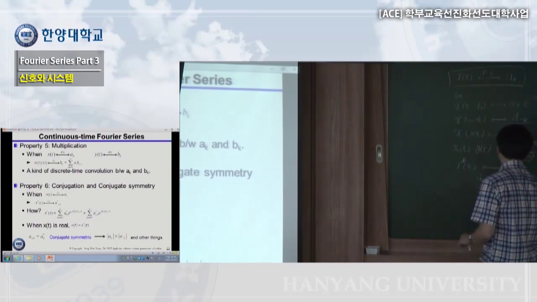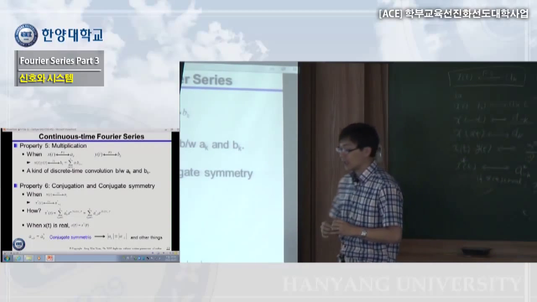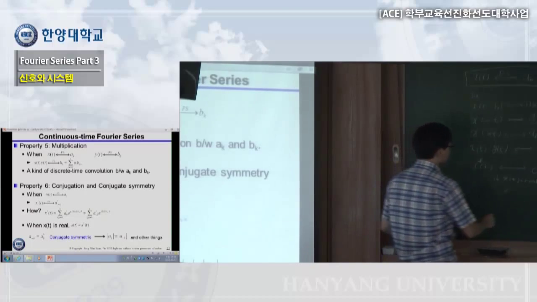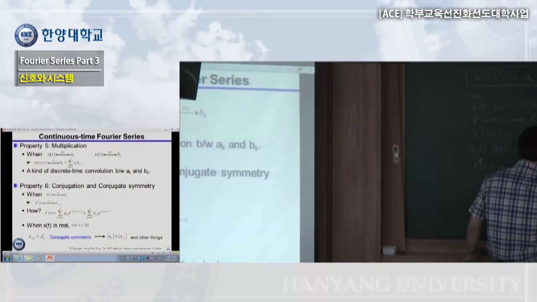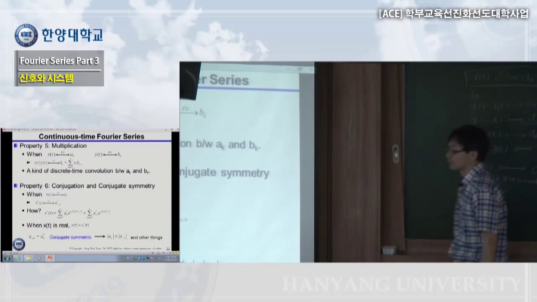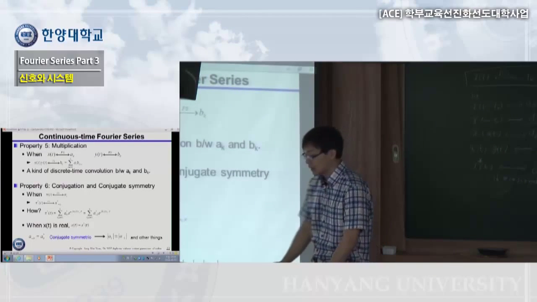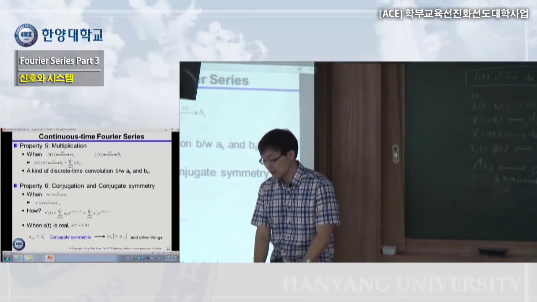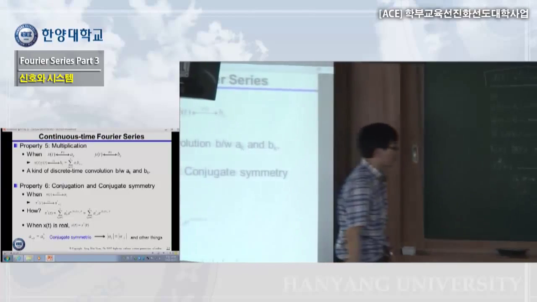So in case of that, what happens? a minus k equals a k conjugate. This one is called conjugate symmetric. Conjugate symmetric.